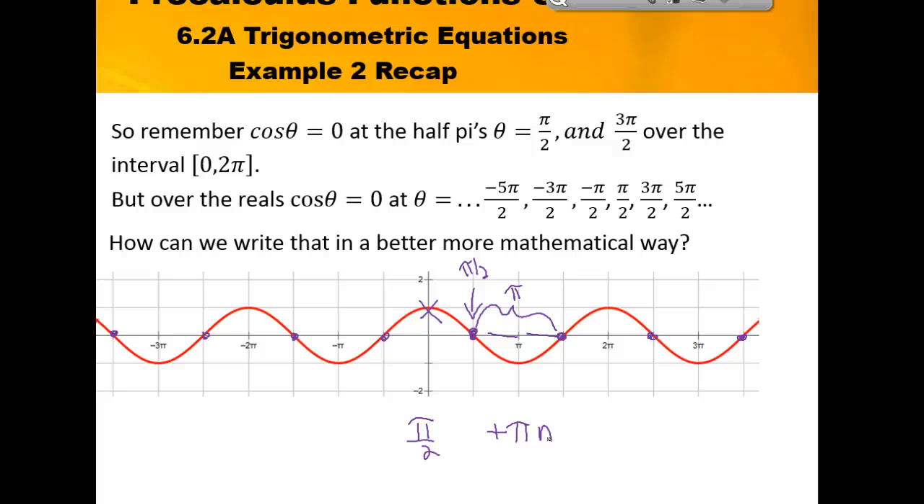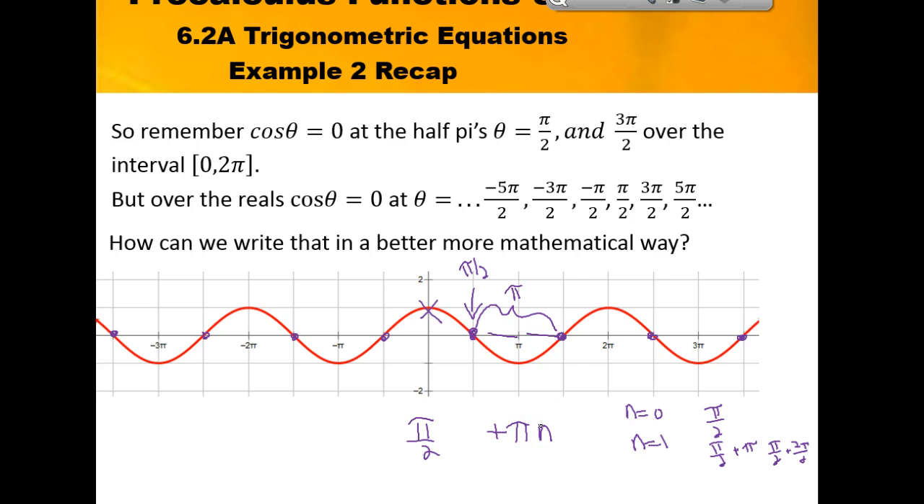And then let's just plug in some numbers to check. When n equals 0, I get pi over 2 plus 0, which is pi over 2. That looks good. When n is 1, I get pi over 2 plus pi times 1, and pi times 1 is just pi. So I have pi over 2 plus pi, and if I change this, pi over 2 plus 2 pi over 2 gives 3 pi over 2, right? And we said 3 pi over 2 is the next answer. And if I did n equals 2, I'd have pi over 2 plus 2 pi, right?